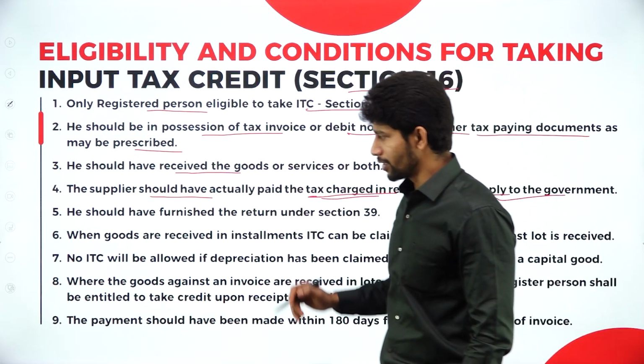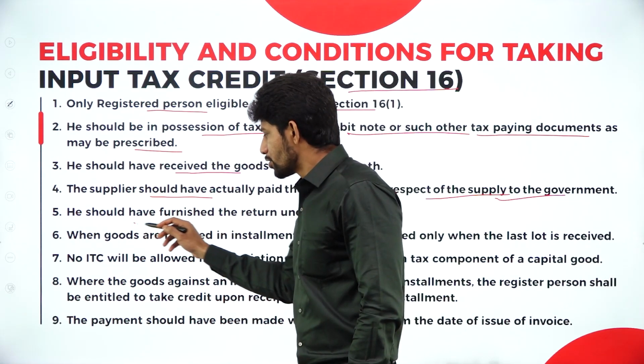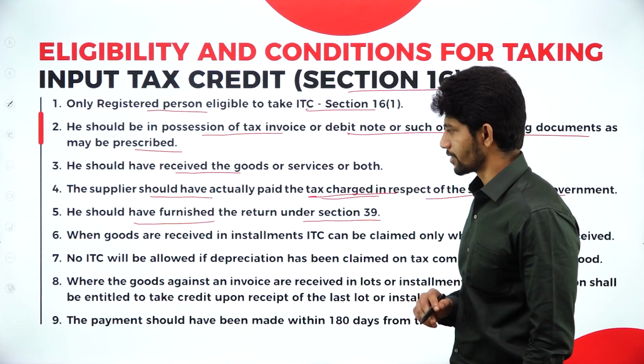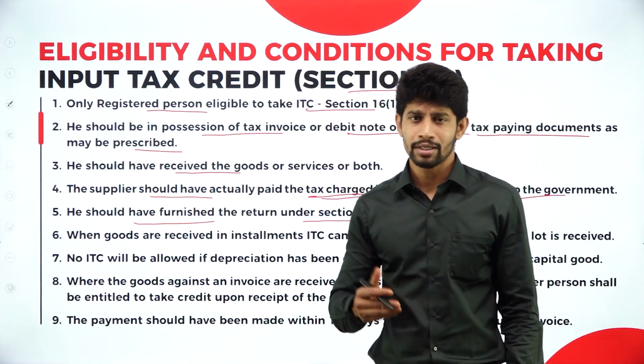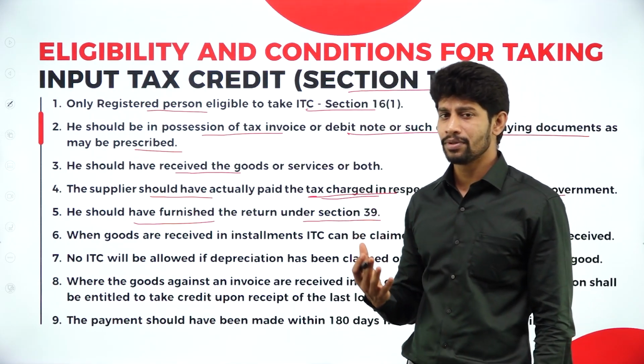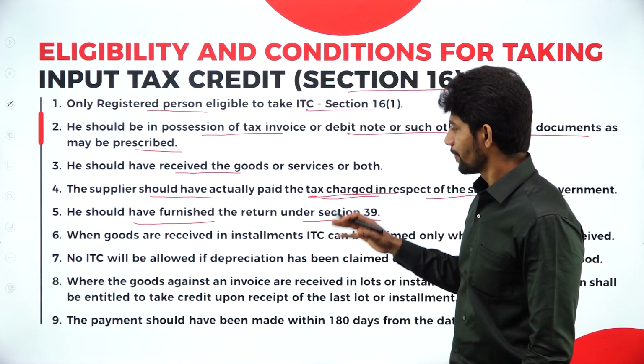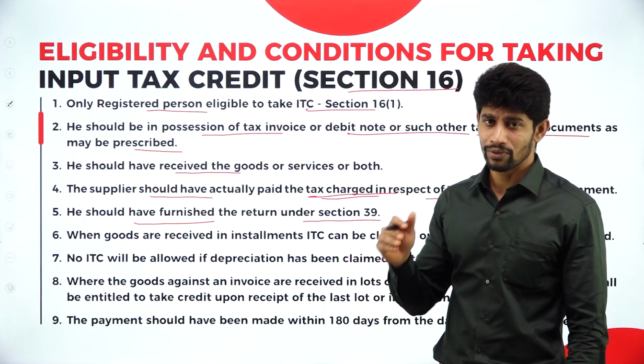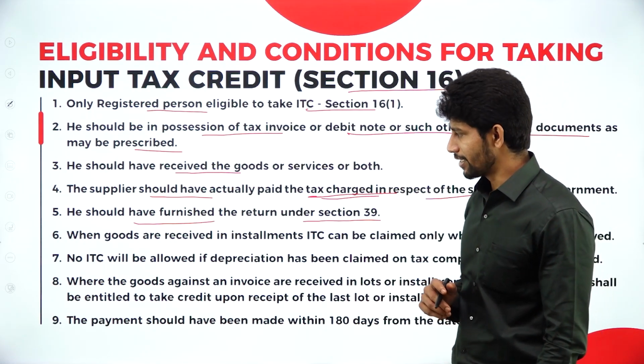So moving further, fifth point: you should have furnished the return under section 39. That means as a manufacturer or as a registered person, you have to furnish the details or the returns under section 39. Then only are you eligible to claim ITC.